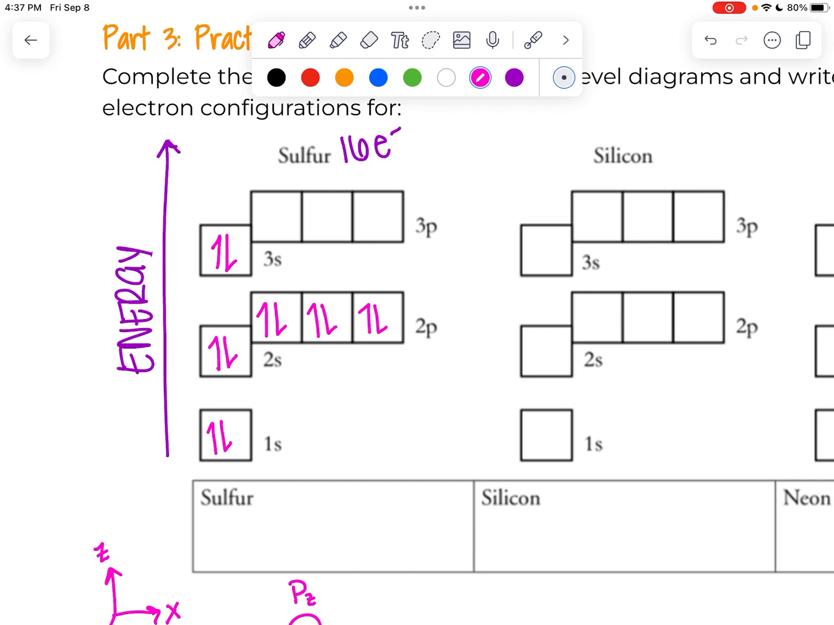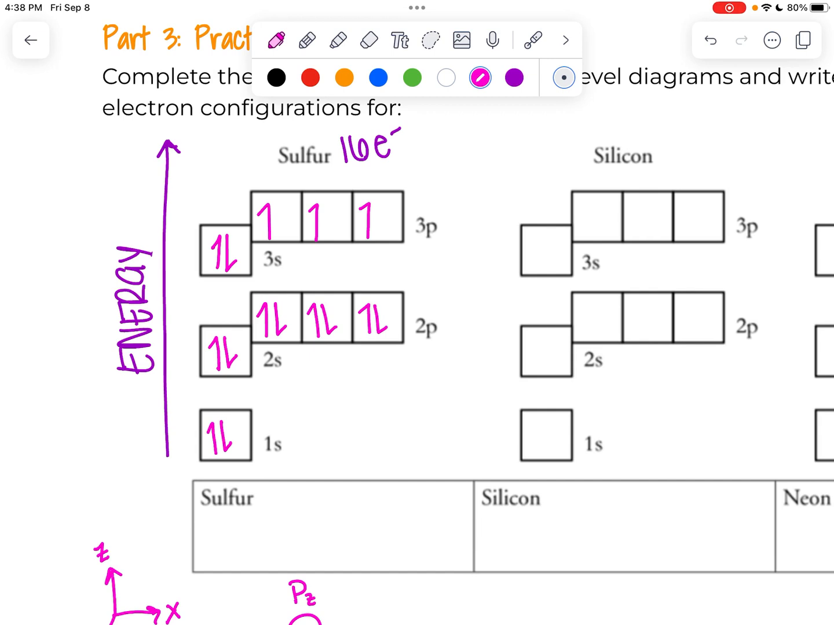Okay, now I go up to p. Put 1 electron in 3p. But I still have to make sure, according to Hund's rule, there's 1 in each before I double up. Put another here, put another one here. And now I have 1 electron left.